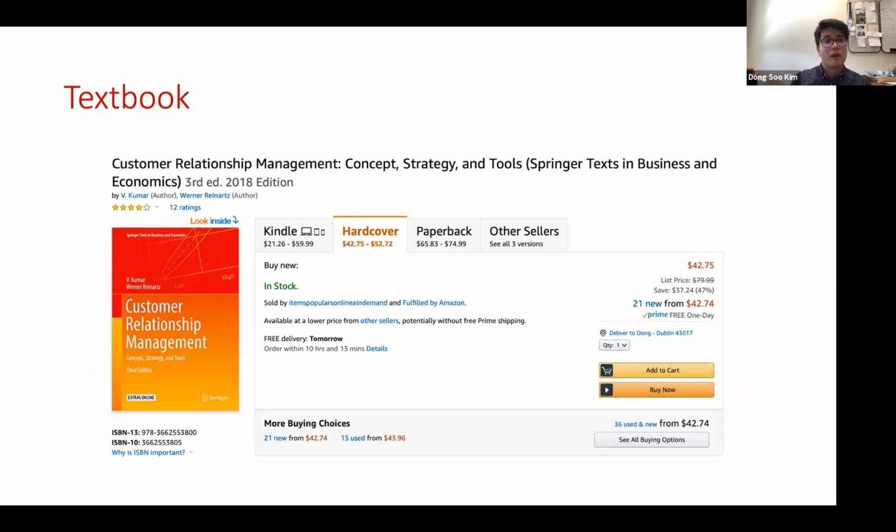Textbook. We will use this textbook, Customer Relationship Management: Concept, Strategy, and Tools. This is the third edition, which was first published in 2018. The authors of this textbook are V. Kumar and Werner Reinartz. And this book is available on Amazon and at the university bookstore.